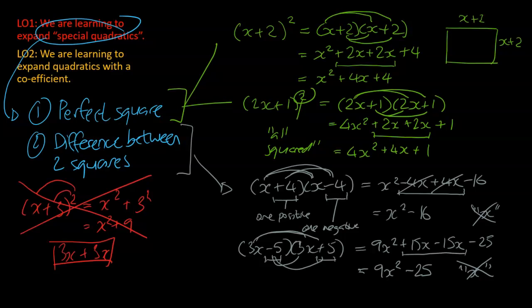So guys, that was the first learning objective about special quadratics. What I'm going to do is pause the video, and we're then going to get into our second learning objective, and we're going to chat about what happens when there's a coefficient. Our screen has been cleared. We're back for the second learning objective, and that word coefficient is what we're going to be looking at today.